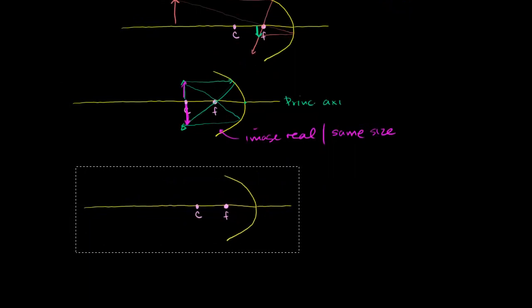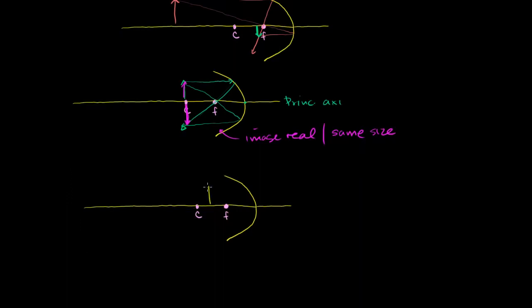So let's stick our object between the center of curvature and the focus, the focal point. So if we put our object there, we could have a light ray that goes parallel to the principal axis, and then it will reflect out through the focus. And then you could have another ray that goes through the focus, and then it reflects out.